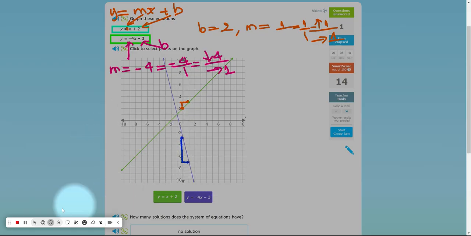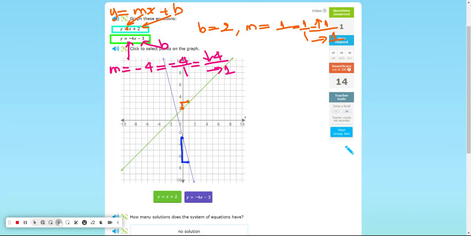So you can see these two lines intersect. All right, let's do something fancy here. You can see here they intersect right there. Let me click. Here we go. It's moving. All right, they intersect right there. So we have one solution.